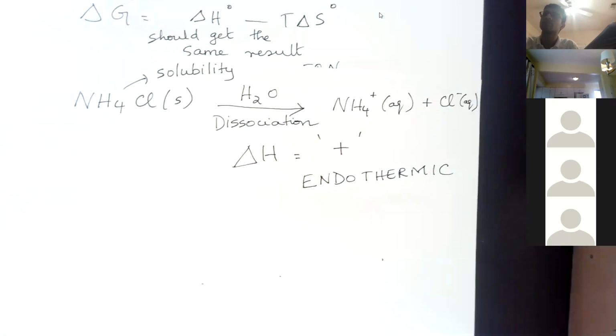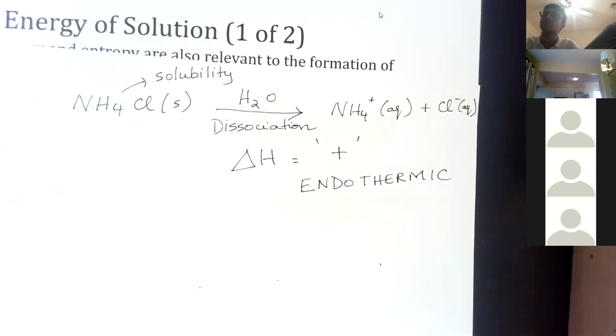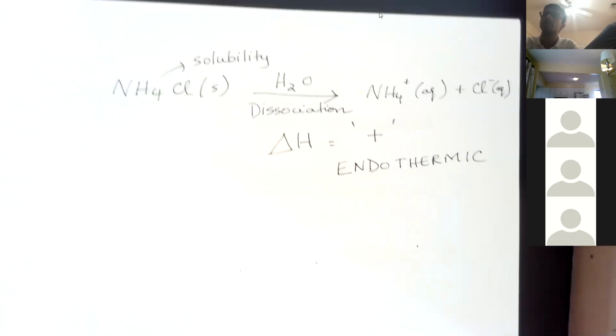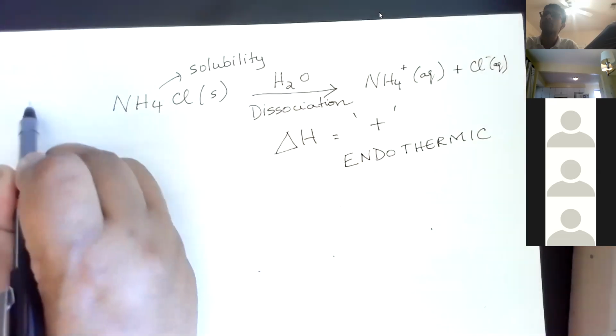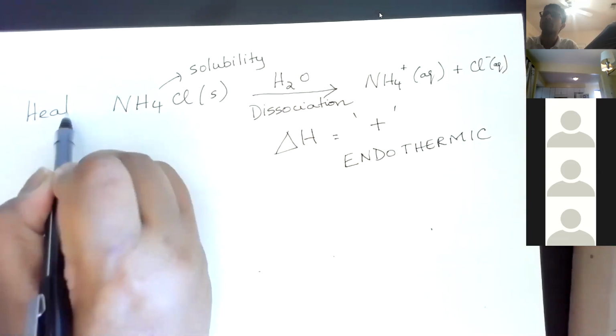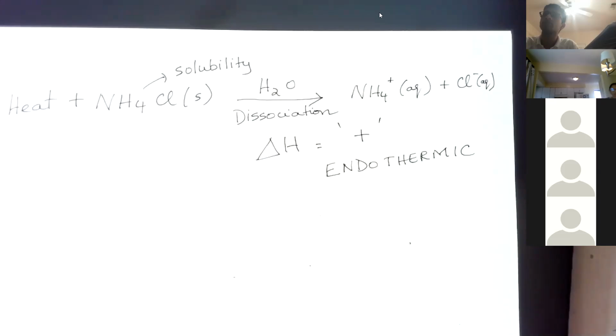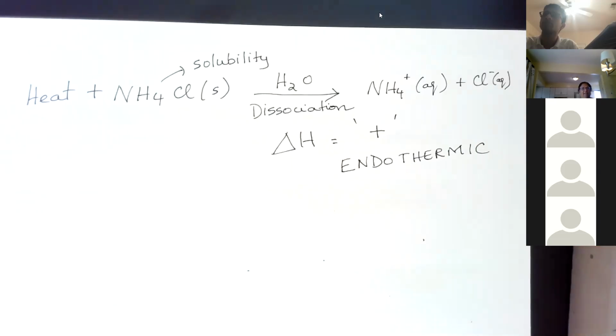What does endothermic mean? Absorbs heat. It doesn't give out heat. It absorbs it. You remember you add heat on the reactant side. So delta H is positive.